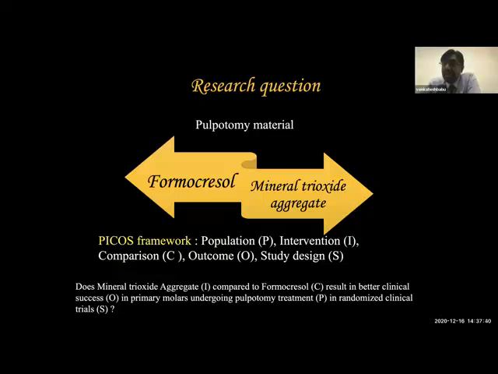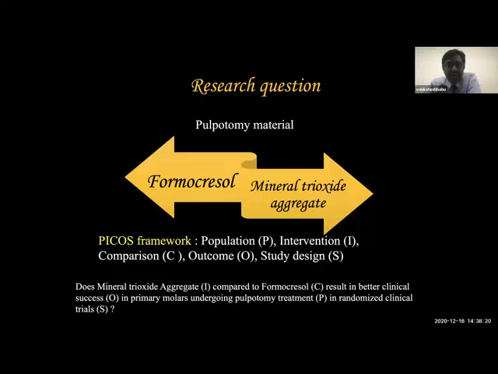This means, what is my outcome? What am I going to assess? That is called the outcome. The population is primary molars undergoing pulpotomy treatment. My focus is only on primary molars. I am least bothered about other teeth, for example primary anteriors, and permanent teeth too. The study type is randomized clinical trials. I am worried only about randomized clinical trials.